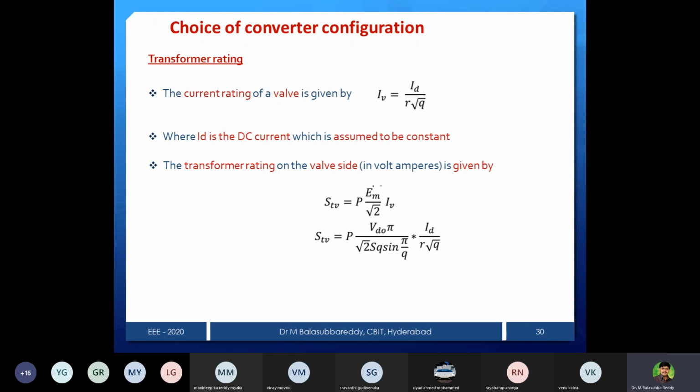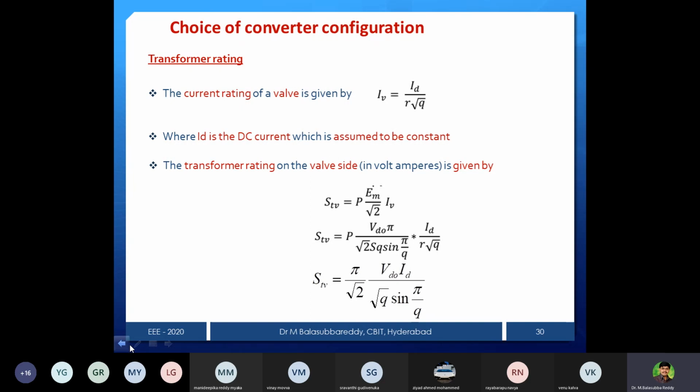And another one is P. There, I is substituted as IV. So what is IV? ID by R into root Q. And then we can represent this as Em, which we obtained from the VD naught expression. In that, VD naught is equal to an expression from the previous one, like 2 Em by pi into something. So in that case, we can get Em is equal to VD naught into pi by that denominator. So that will give us this Em replacement. You can see that this Em is going to be replaced with this one, and you can get the transformer rating. And just simplify.